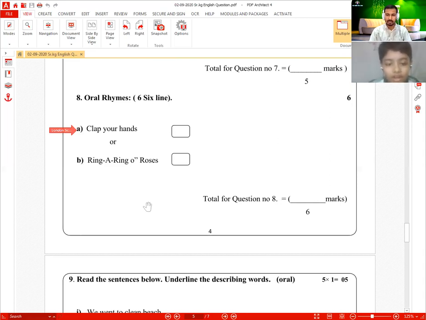Look at the camera. Why are you looking at the worksheet? No need to look at the worksheet. You just look at the screen. Okay. Now, this is rhymes. You will say the rhymes. No need to see the question now. Okay. Say. Now say.